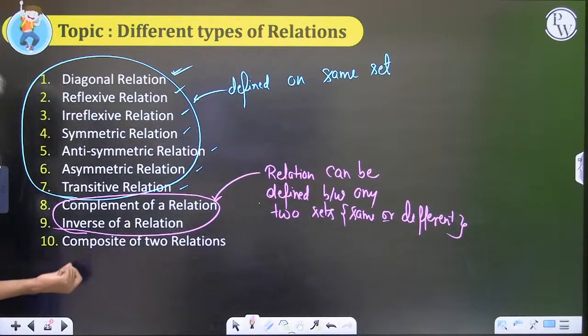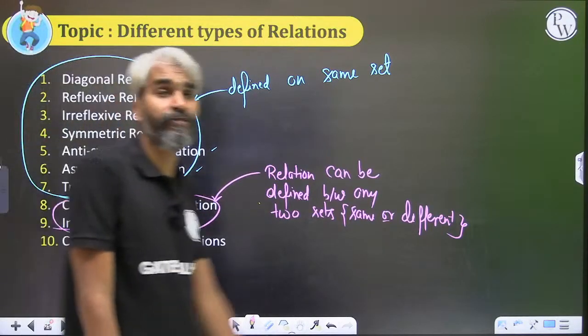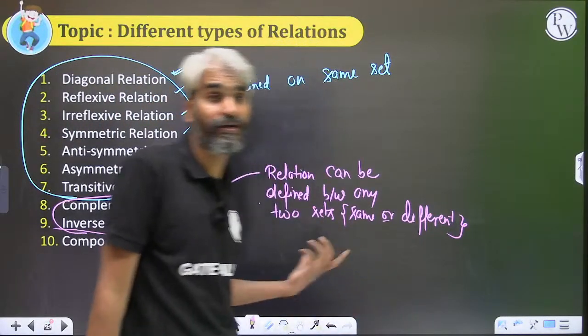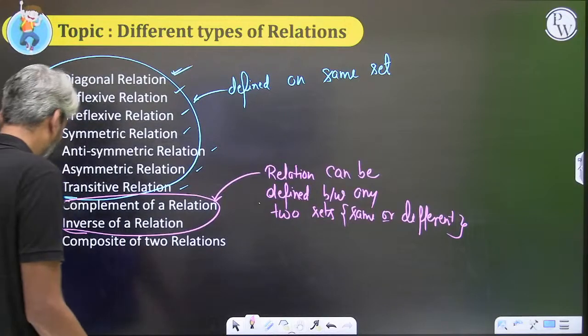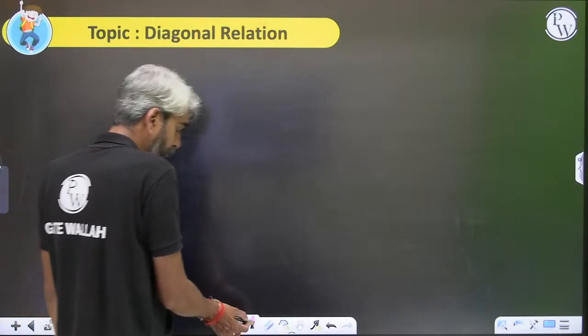This, you understand by the name itself, is the composite of two relations. Just like we define the composite function, similarly we can define the composite relation. Anyway, let's begin with the diagonal relation.